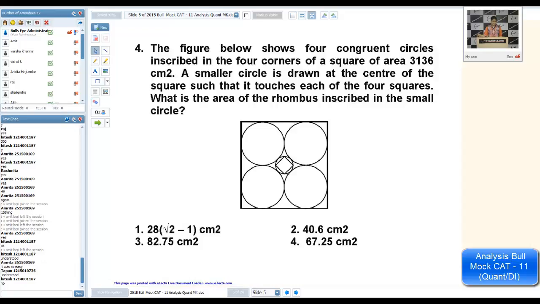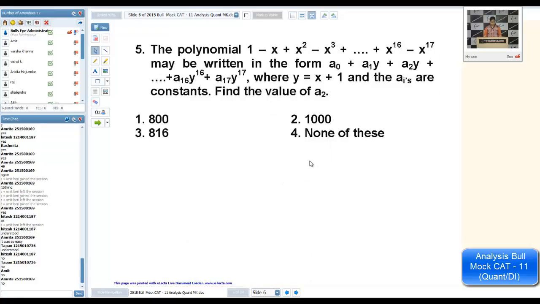Please write in the chat box if you have any problem in this question. Since I am getting no response, I am bypassing this question. Good, very good. Any problem in this? It was a nice question.